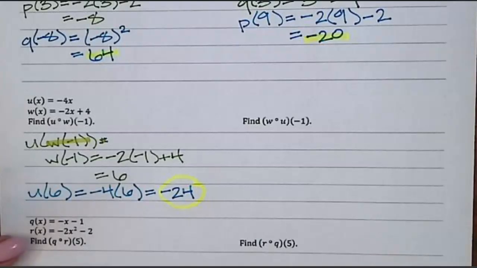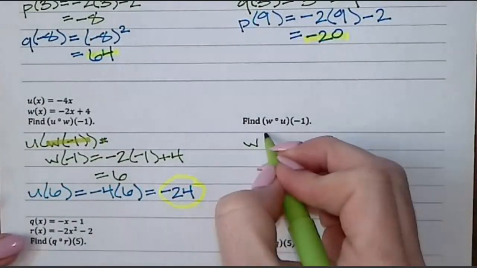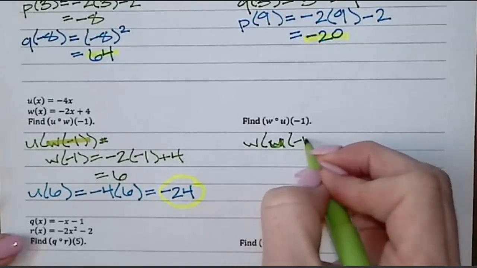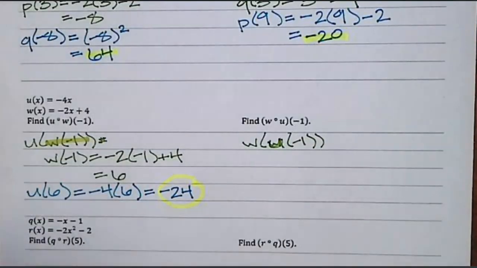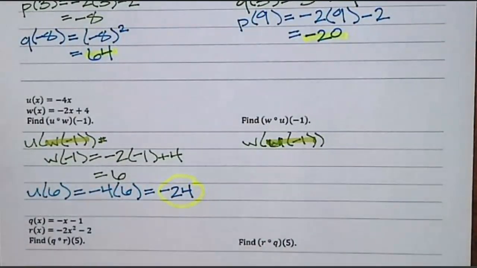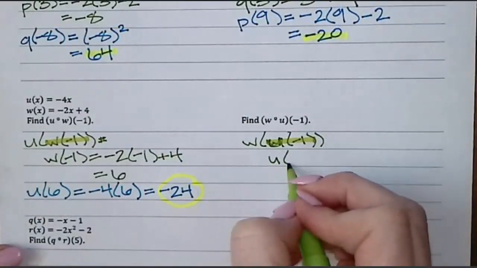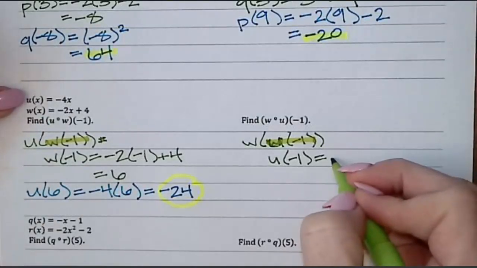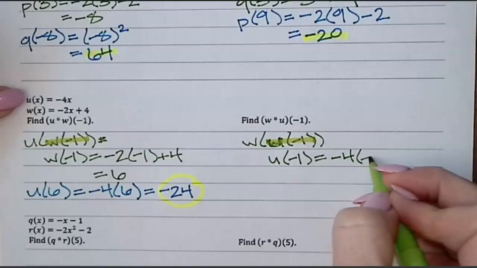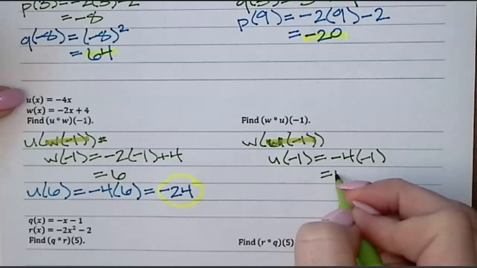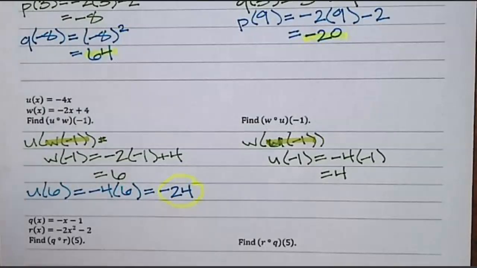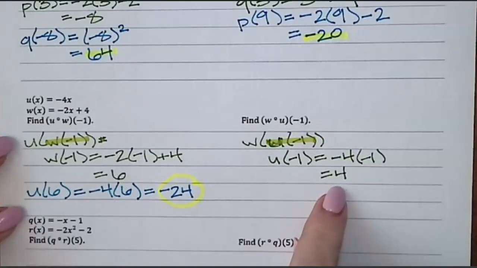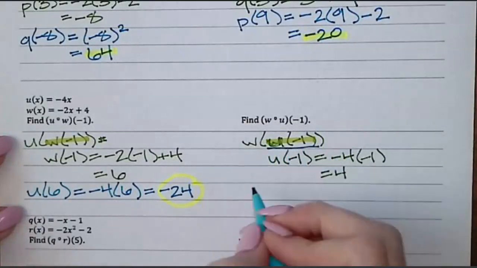Now to look at W of U of negative 1. So again, that's W of U, can't write a U, of negative 1. So we start with the inside, and we're looking for U of negative 1. And that means I go into U and replace every x with a negative 1. So I have negative 4 times negative 1, which is a positive 4. Now I'm looking for W of U of negative 1, which is 4. So I'm going to replace this with a 4.